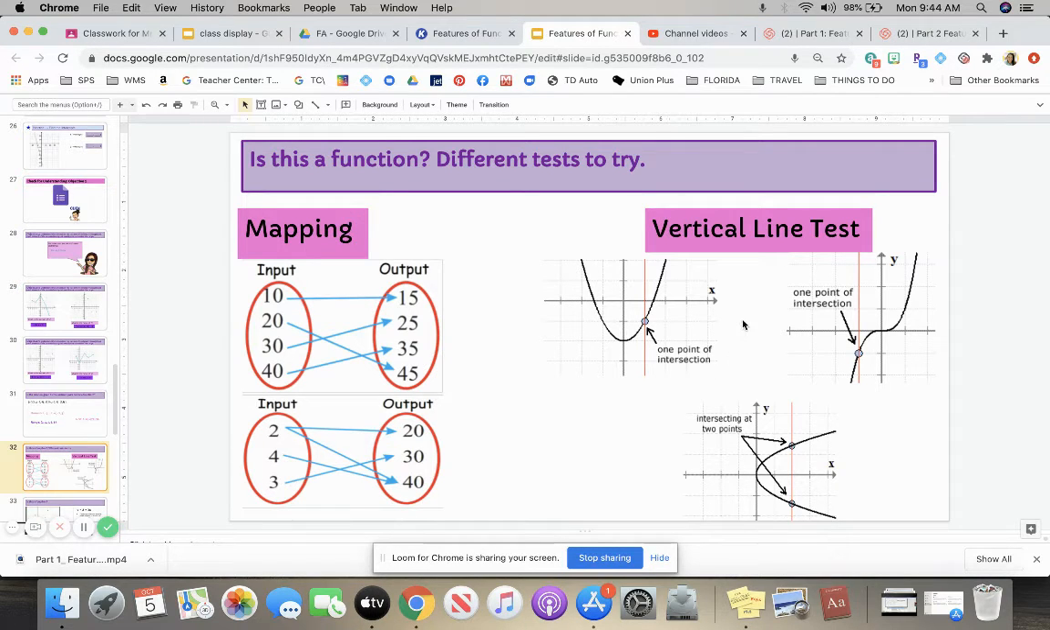Now, my favorite, vertical line test. I draw my vertical line, 1 point of intersection. So that means it's a go. It's a good one. So that's a function. This one has 1 point of intersection, so that also is a function. This parabola, which is sideways, when we draw the vertical line, it hits it 2 times. So that means it's not a function.